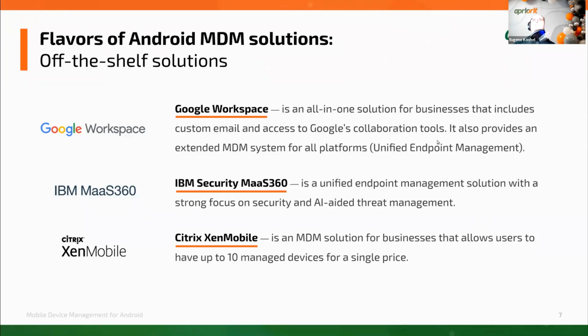We can see that Google has their own solution, Google Workspace, which comes bundled with the entire Google Office suite. IBM has their own MDM solution that focuses on security. Citrix has an MDM solution that is user centric and allows users to use more than one device, and the payment scheme is very effective.